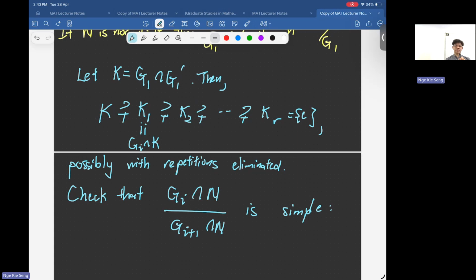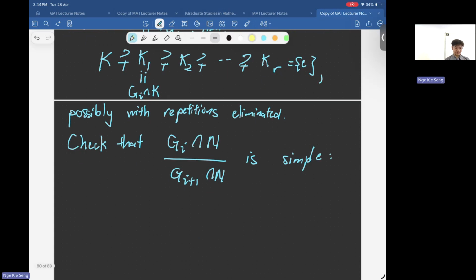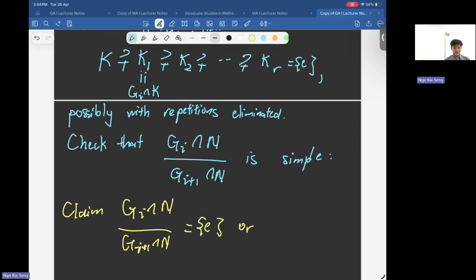Okay, so how are we going to check this? Well, there's a claim here. The claim is this quotient here either is trivial. If it is trivial, that means they're the same, so the repetition happens. Either it's trivial or actually it's just G_i over G_{i+1}. A bit like the second isomorphism theorem.